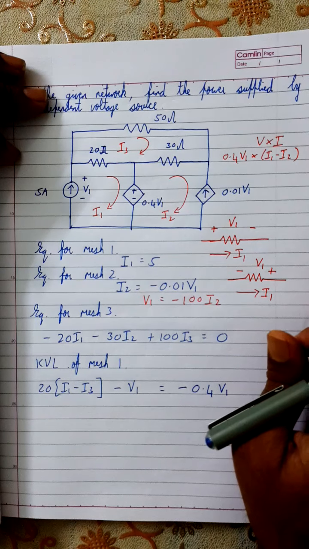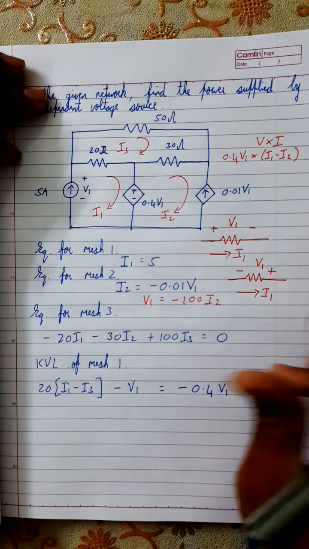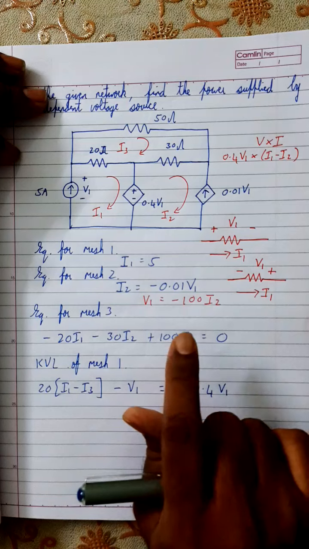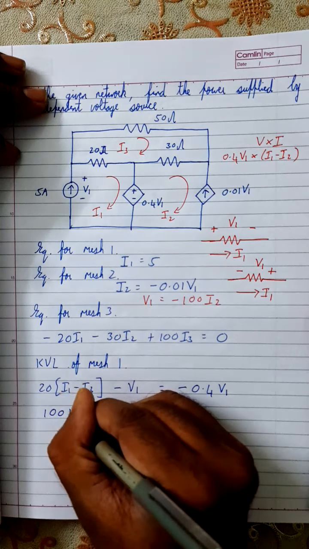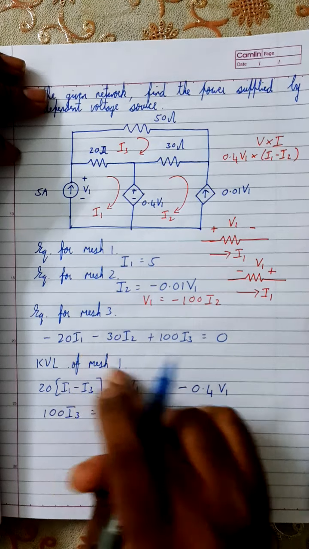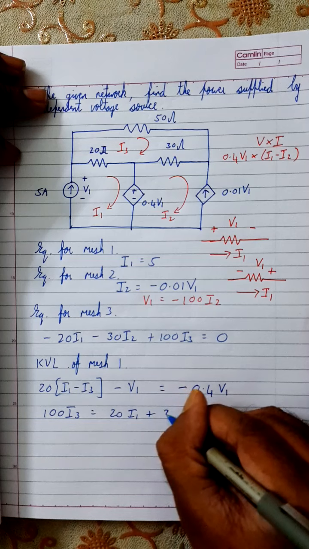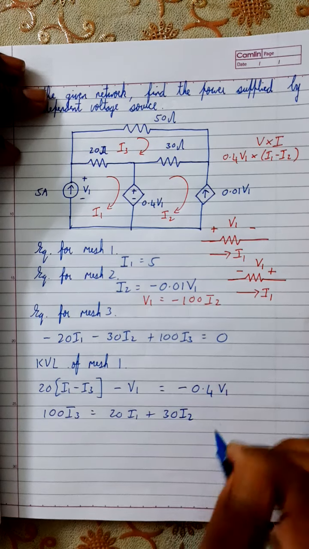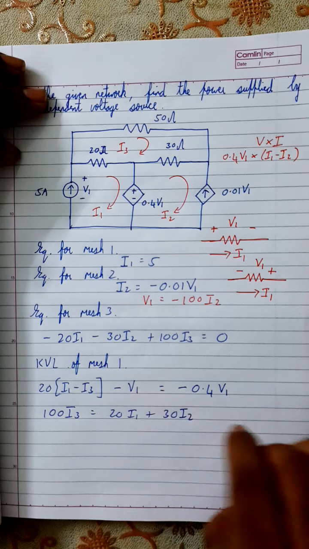Right? So what I'm going to do is equate both of these equations in terms of I3, and then I will equate both of them. So here, what is the equation for I3? I'm going to say that the equation of I3 is 100 I3 is equal to 20 I1 plus 30 I2. This is the equation of I3. And what about over here? What is the equation of I3 over here?